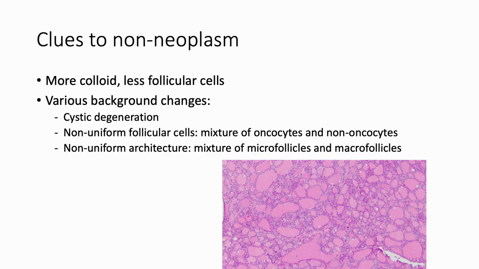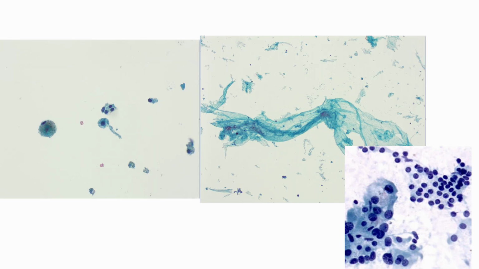Clues that point away from neoplasm include background colloid, cystic changes, mixed follicular cell populations, oncocytic and non-oncocytic, mixed architecture, micro and macro follicles. Essentially, if you see varied cell populations and background changes, you're likely dealing with a non-neoplastic lesion. As in these pictures, we see macrophages as an indication of cystic degeneration. We also see colloid, a mixed population of oncocytes and non-oncocytes. This is a typical morphologic feature of non-neoplastic thyroid FNA.